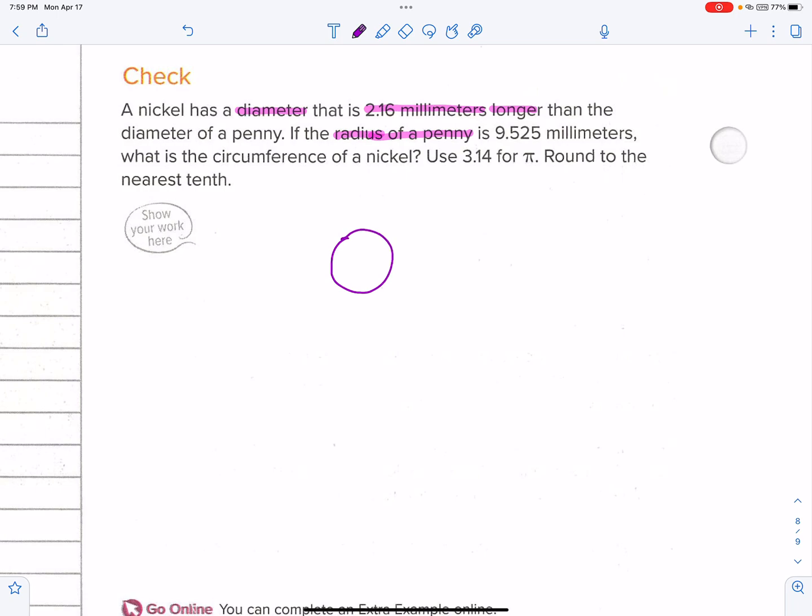All right, so I'm going to do a little drawing here. This is going to be my penny. I know the radius of this penny is 9.525, and that's millimeters. And then a nickel, I'm going to just draw a bigger circle. It doesn't have to be to scale or anything, it's just for drawing purposes. It says it is 2.16 millimeters longer in diameter, so I can see the diameter of my penny, it's that whole distance, and this distance is 2.16 millimeters more. So what is my whole thing? Well, my whole thing is the 9.525 plus 2.16 plus another, right here, 9.525 millimeters. So we need to add that up to get our diameter for our nickel.